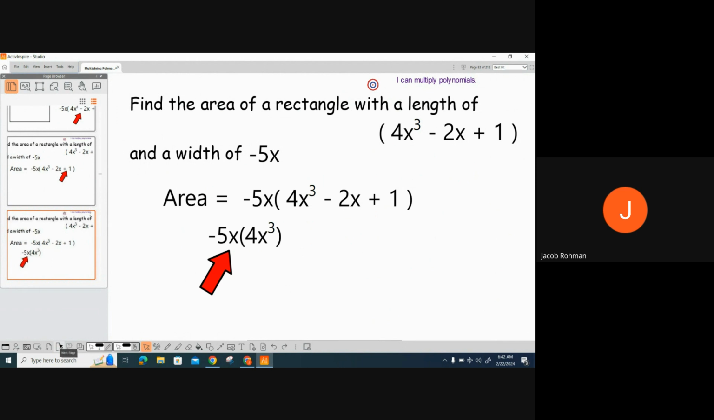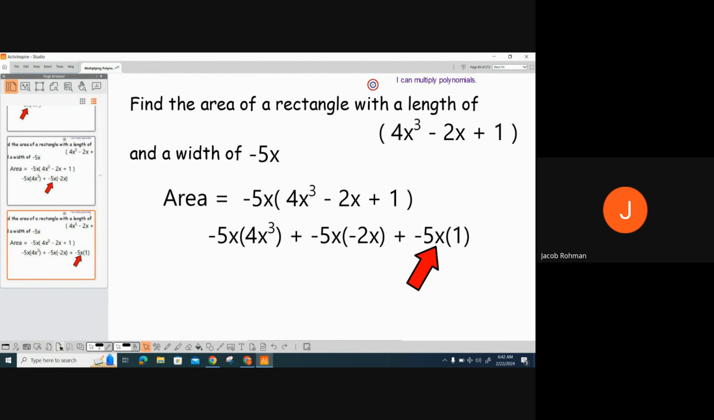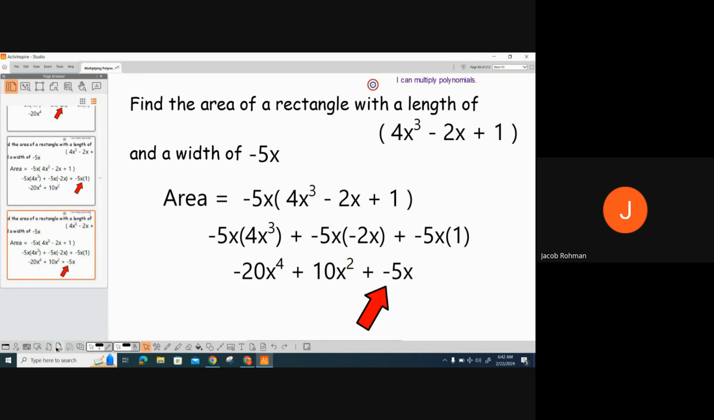So negative 5x times 4x cubed, negative 5x times negative 2x, negative 5x times 1. When I multiply it here, I get negative 20x to the fourth. When I multiply it here, I get positive 10x squared. And when I multiply here, anything times 1 is itself. So that would be negative 5x.